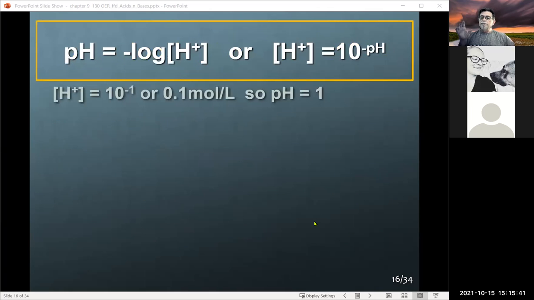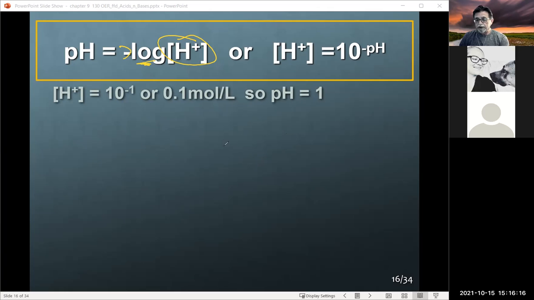Now, pH is nothing more than a mathematical calculation. That's it. There's nothing special about it. All you need to know is the concentration of your proton, your acid concentration. If you take the log of that concentration, you end up with a negative number. And it is defined as the pH is equal to the negative log of your proton concentration.